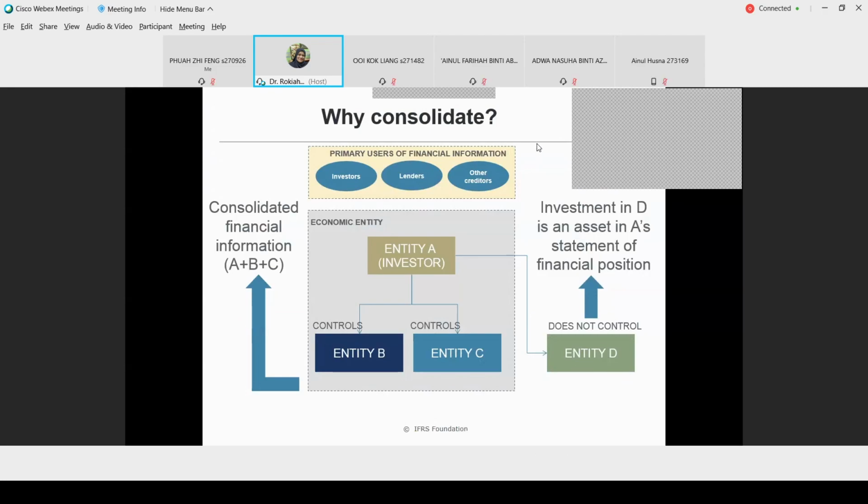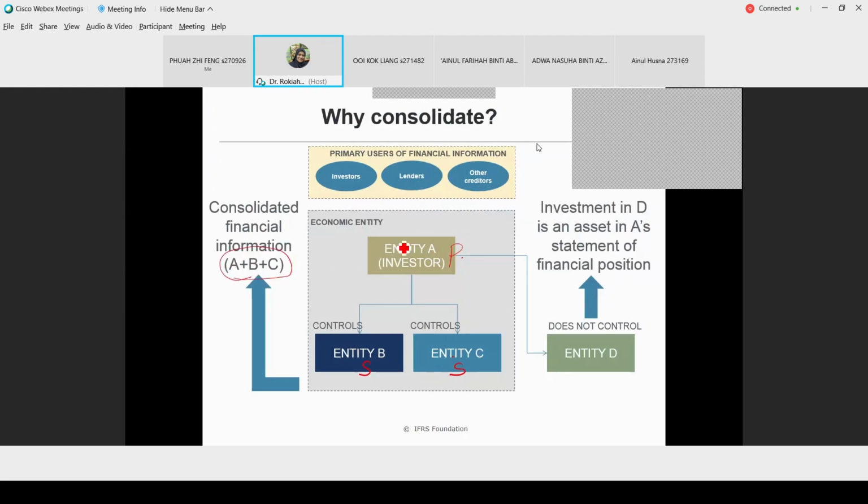Under why we need to consolidate, we need to refer to the primary users: investors, lenders, and other creditors. These users need to know information about the economic entity. So here we have entity A, which has control over entity B and entity C. Once A controls B and C, B and C become its subsidiaries, and A is the parent. Once a parent has subsidiaries, it needs to prepare consolidated financial statements, a combination of A, B, and C.